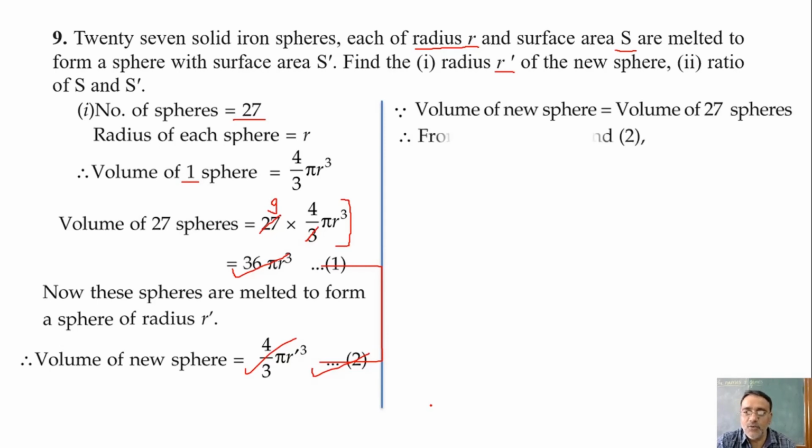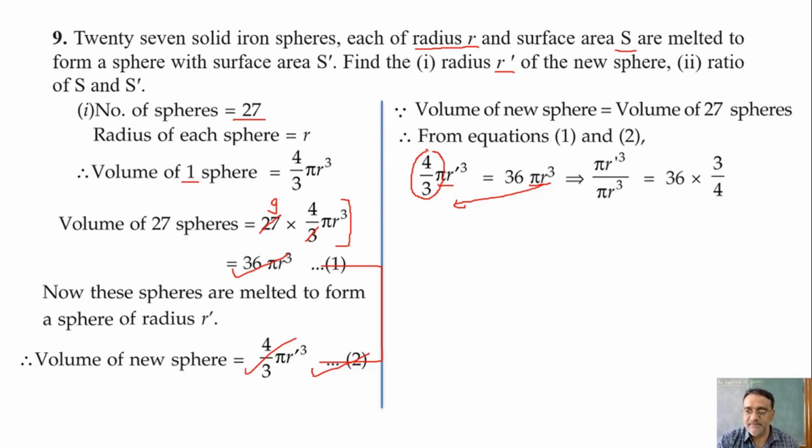So from equation 1 and 2 we can write this. Whether this step is clear? Yes, sir. Okay, so bring pi r dash cube upon pi r cube here, and shift 4 upon 3 to the right hand side. So we'll get this step. Now cancel pi. This also we can cancel. Okay, so what we are going to get: r dash cube upon r cube is equal to 9 into 3, that is 27, 3 cube. This step is clear? Yes, sir.